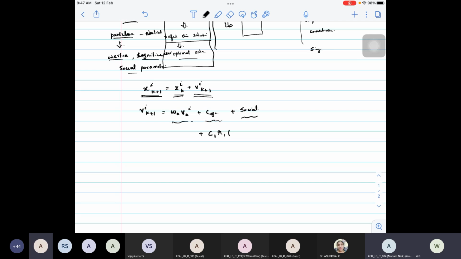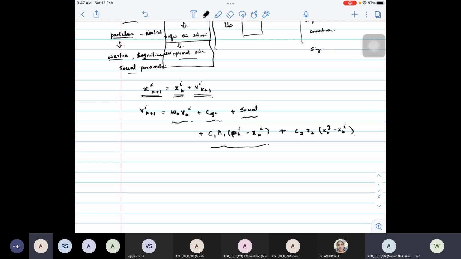So C1 R1 (PKI minus XKI). So this together becomes the cognitive parameter. Then you have a social parameter, which is C2 R2 (PKG minus XKI), right?